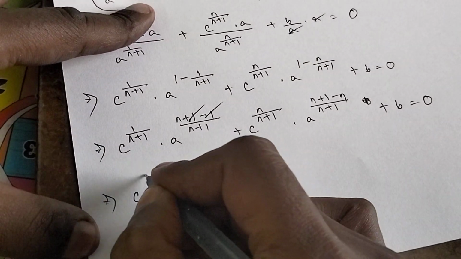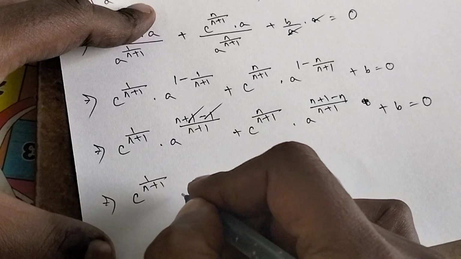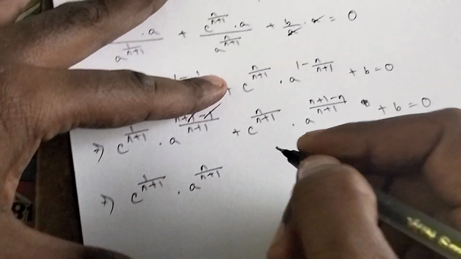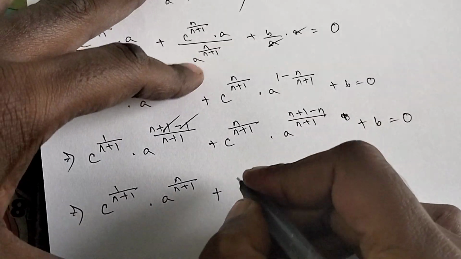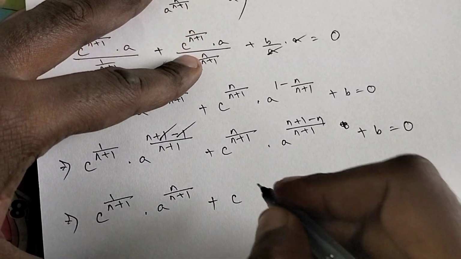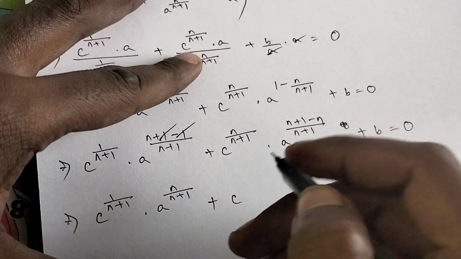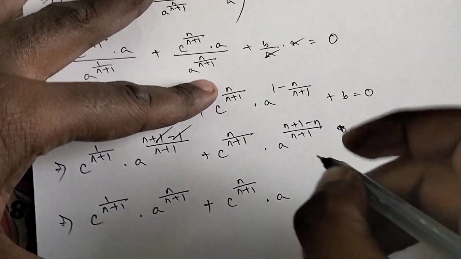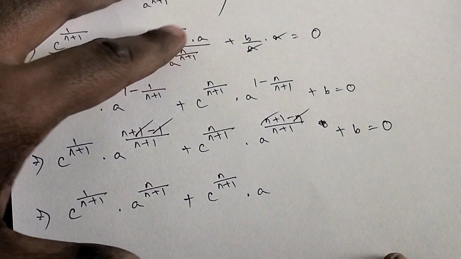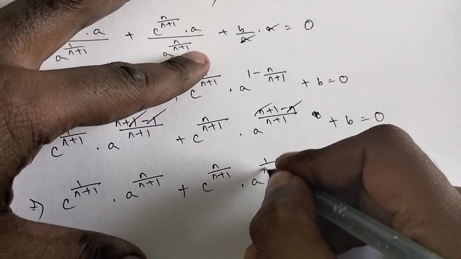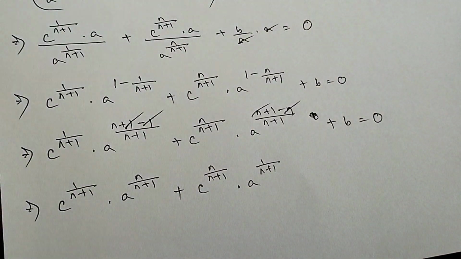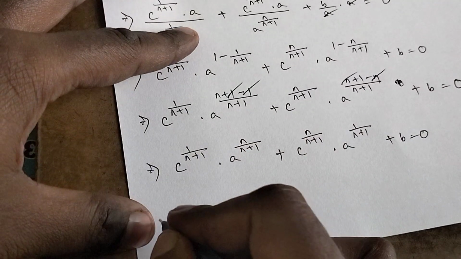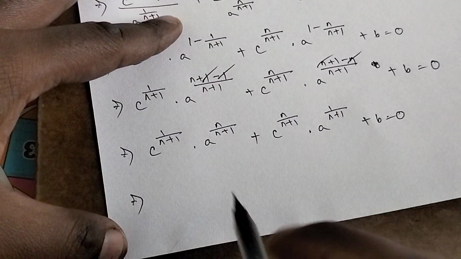So c to the power 1 by n plus 1 into a to the power n by n plus 1, plus c to the power n by n plus 1 into a to the power, minus n plus n will get cancelled. So it will be a to the power 1 by n plus 1, plus b is equal to 0. So what will we write in the next line?